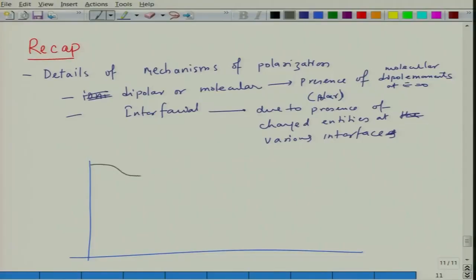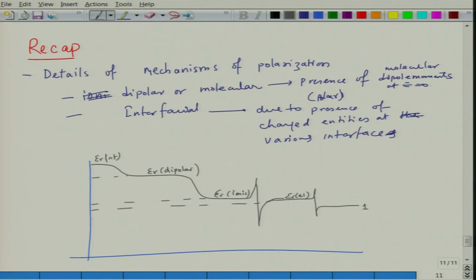frequency dependence. So, as we saw in the last lecture, our dielectric constant varies something like this. It's a sort of rough plot. Here we have 1, this is epsilon r electronic, this is epsilon r ionic, this is epsilon r dipolar, and this is epsilon r interfacial. So, these are the contributions that you get from different regimes. And this is frequency. So, this is what we should get ideally for every material.